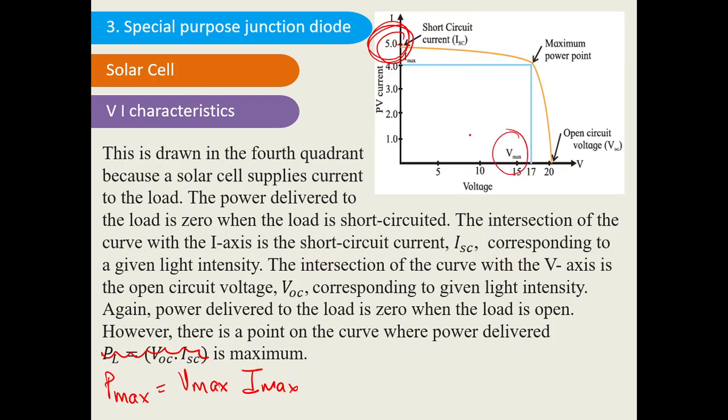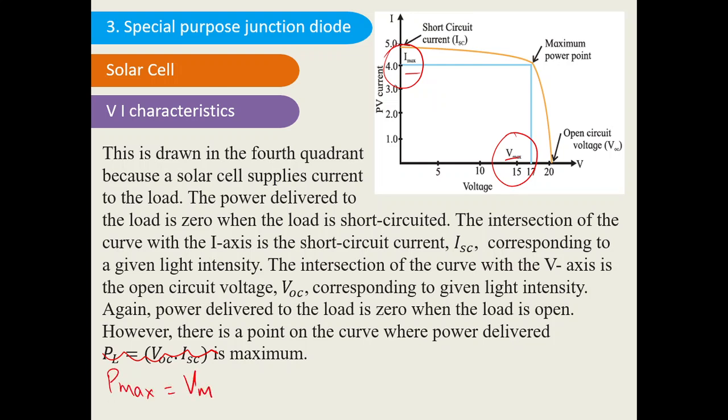Here V max is this value and I max is this value, which is shown in the diagram. If you multiply V max and I max, you will get the maximum power. So maximum power is equal to V max multiplied by I max. All of you are requested to take a screenshot or write things down. I'm moving to the next slide.